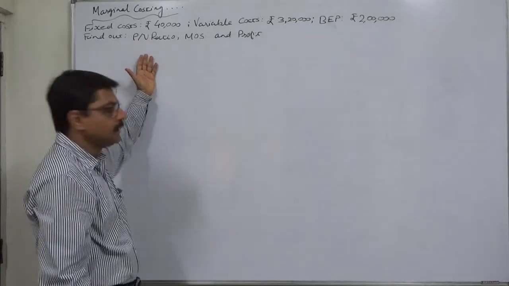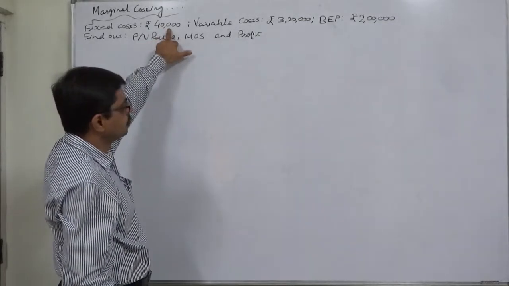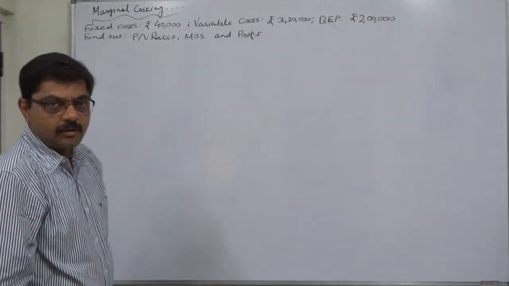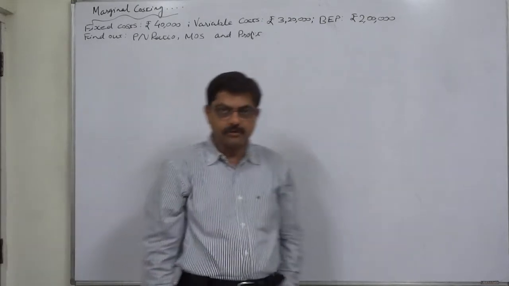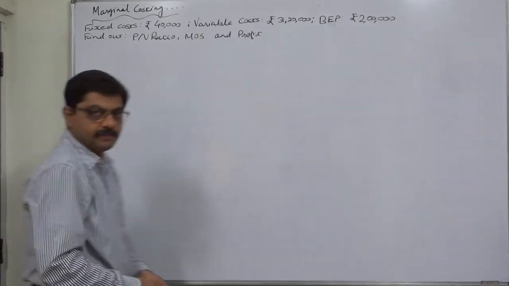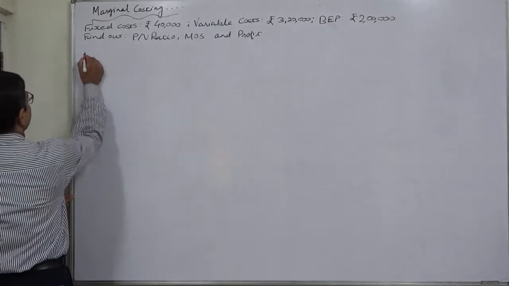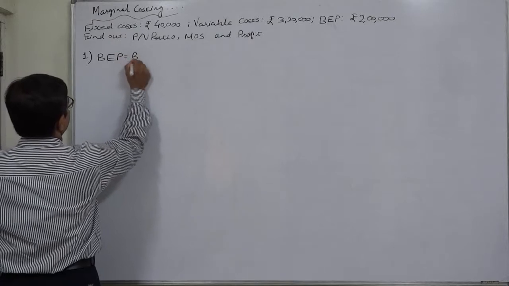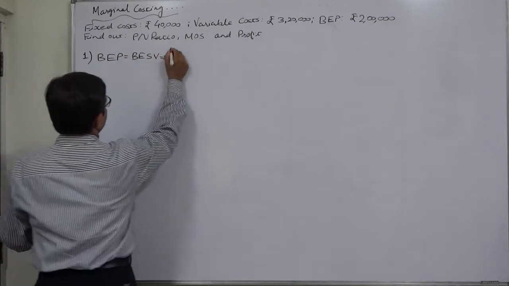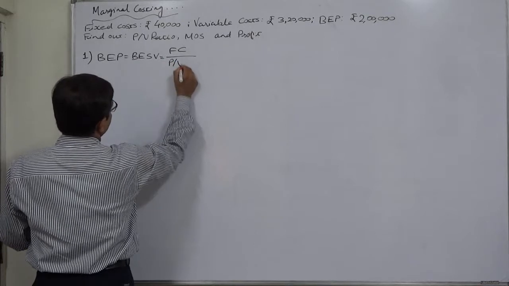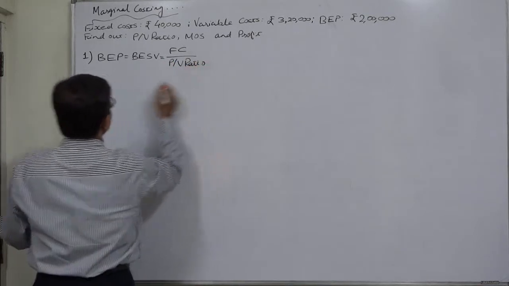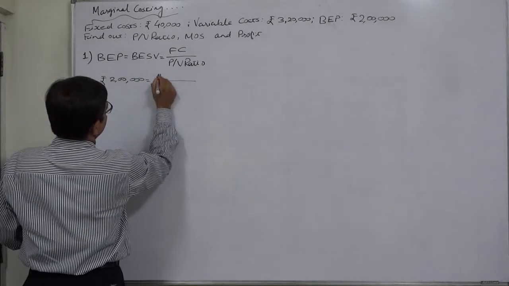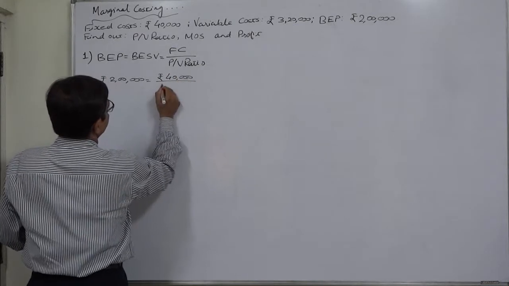Obviously PV ratio, because we have fixed cost and BEP. So if we use the formula of calculating break-even sales value directly, we can easily find out the PV ratio. So let us find it. Number one, the formula of break-even sales value is total fixed cost upon PV ratio. Now break-even sales value is given to be rupees 2 lakh, fixed cost rupees 40,000 and PV ratio is missing.